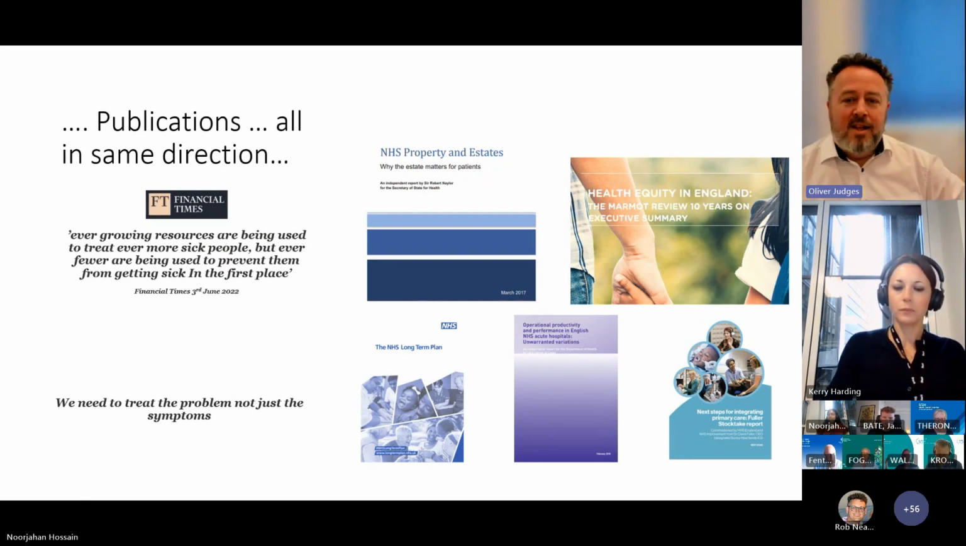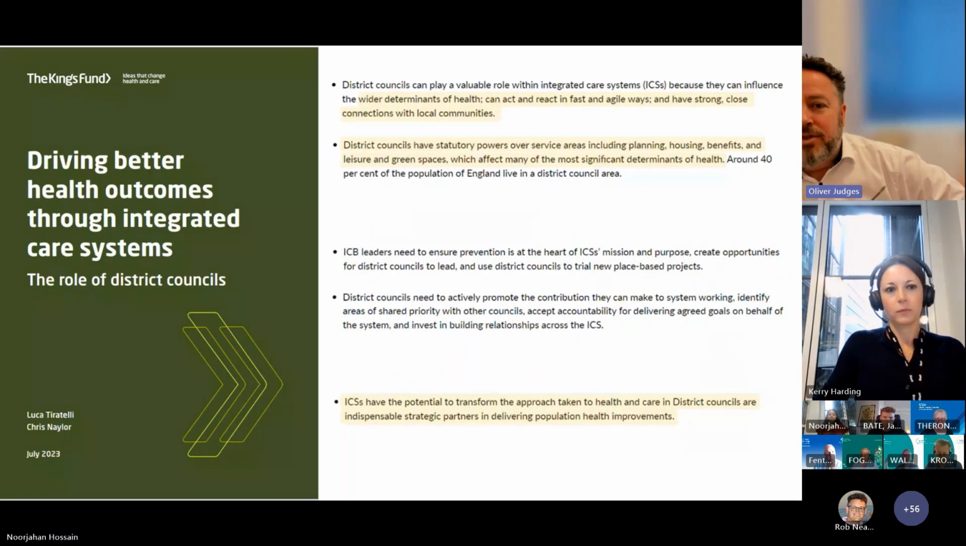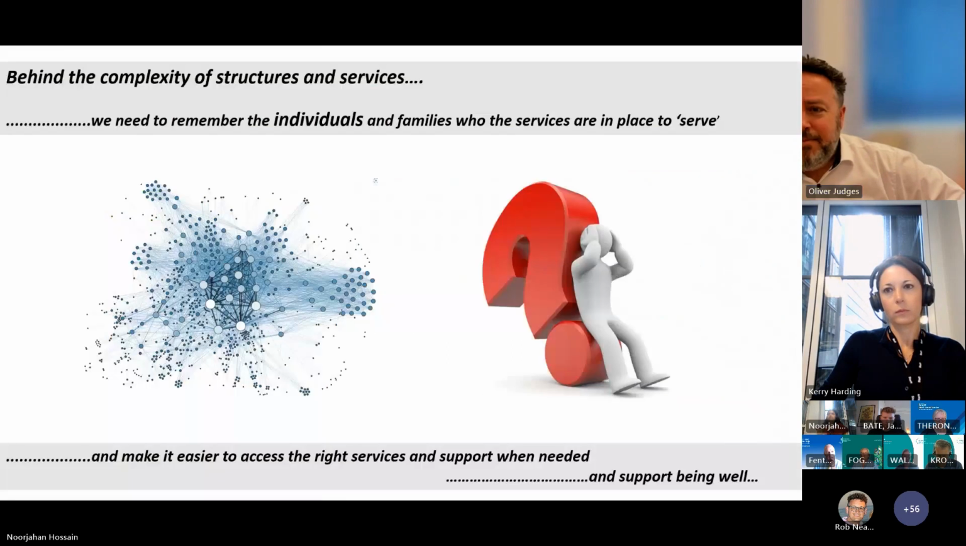Next slide, please. There was also a report by the King's Fund that looked at how you integrate and work with district councils. It's useful to read and look at. It looks at the ICS and ICB perspective as well. Next slide, please. So to me, it's about decomplicating the structure. It's about looking at how we can work more locally and think about the individuals we serve. It's very much about supporting well-being and making sure that people have one point of contact to get to their services rather than having to go to multiple contacts.